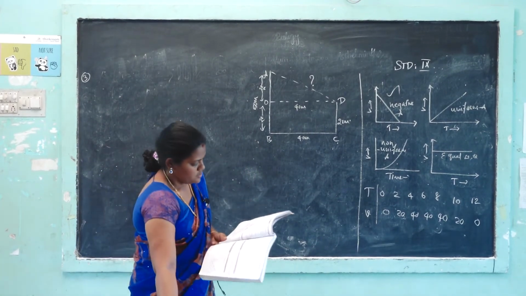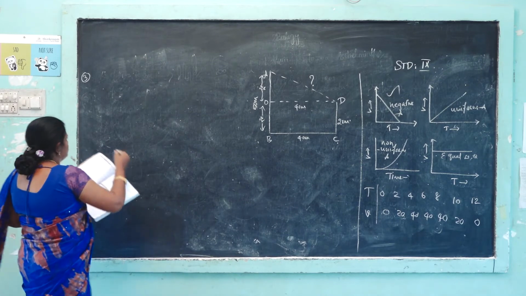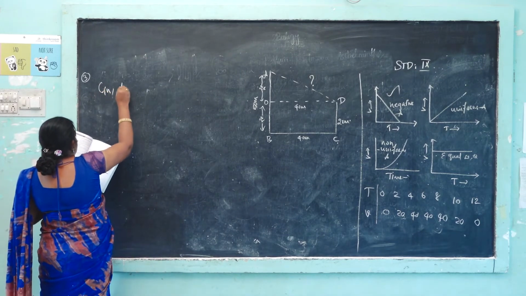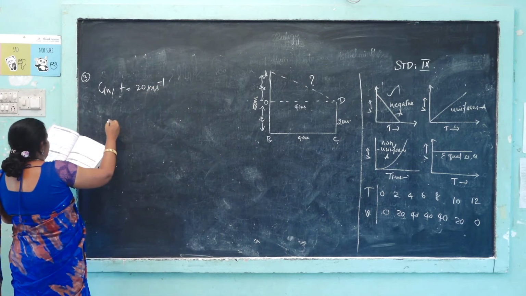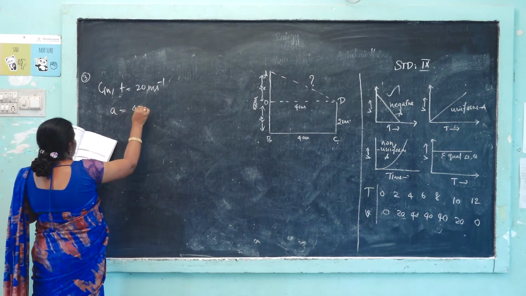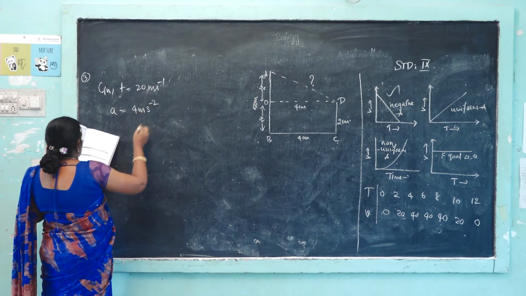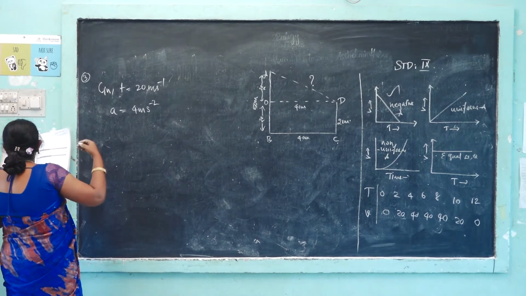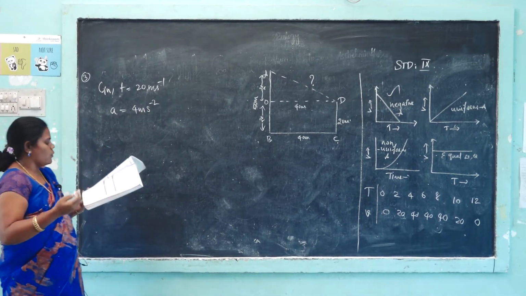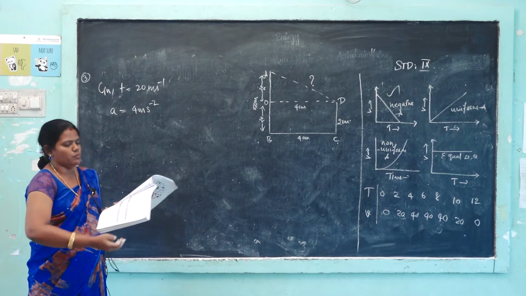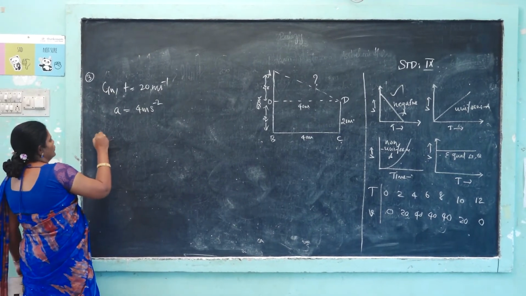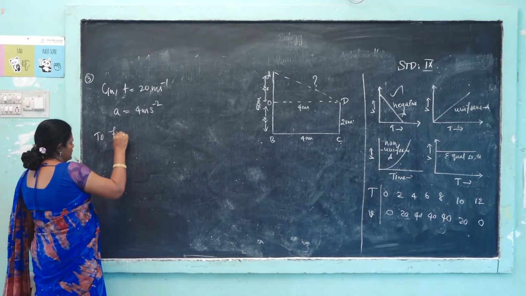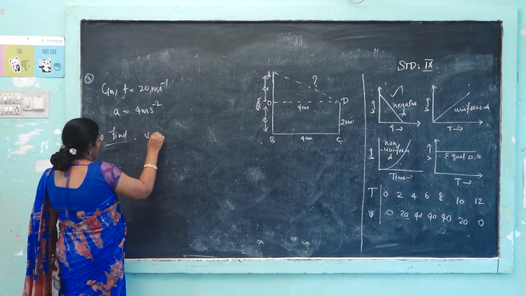So what is the time value, ma? That is given, time t is equal to 20 seconds. Then acceleration a is equal to 4 meter per second squared, and it asks what it explains about the velocity of the motorcycle. So we can easily find the velocity value. Velocity v is equal to question mark.